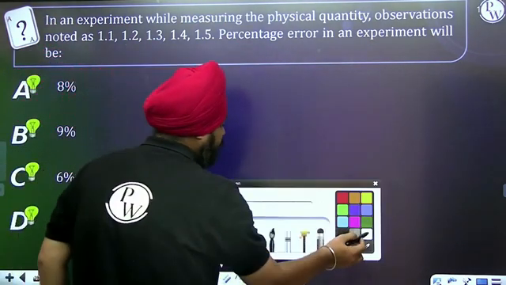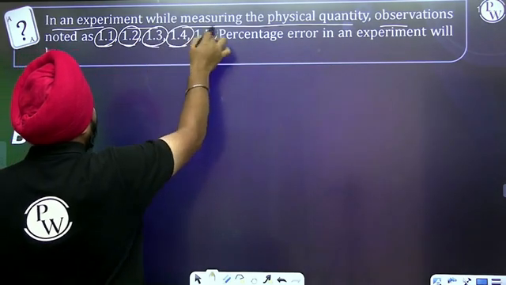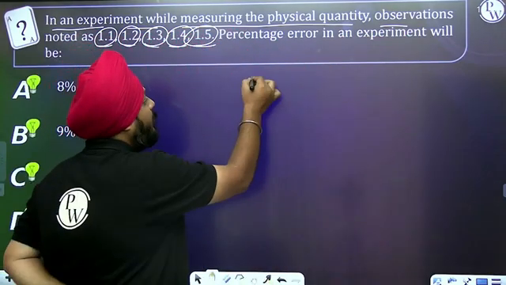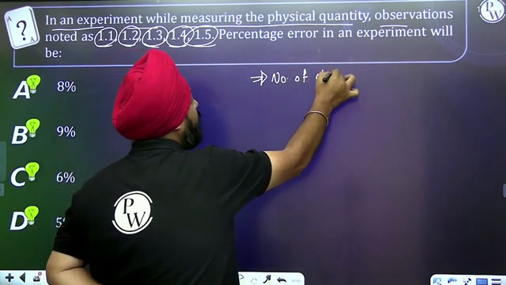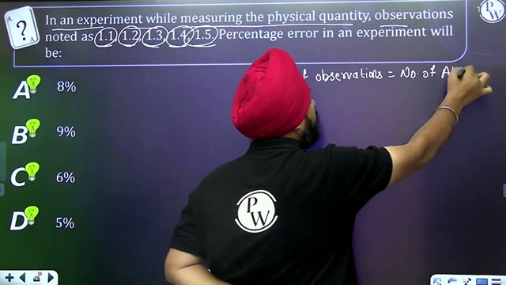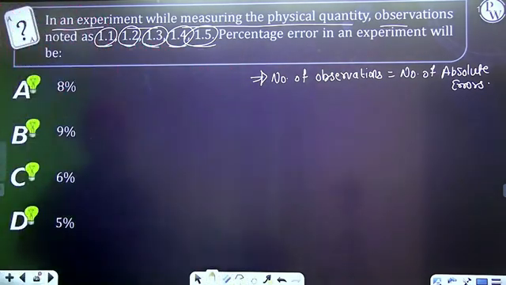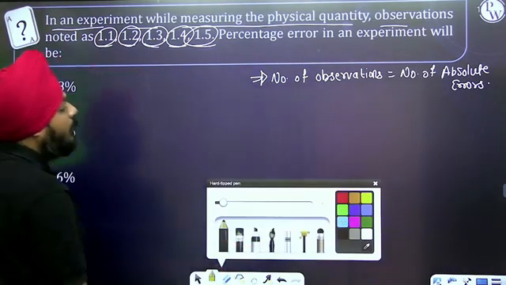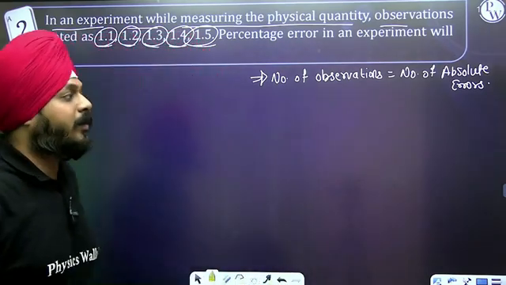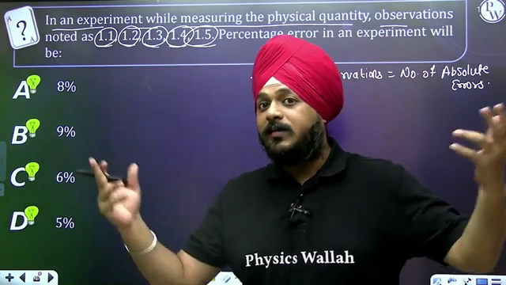In an experiment, while measuring a physical quantity, the observations we got are 1.1, 1.2, 1.3, 1.4, 1.5. What will be the percentage error in the experiment? Just keep this in mind: the number of observations is equal to the number of absolute errors. Five observations means five absolute errors, but we do not have the true value. How are we going to get the absolute errors when we do not have the true value?